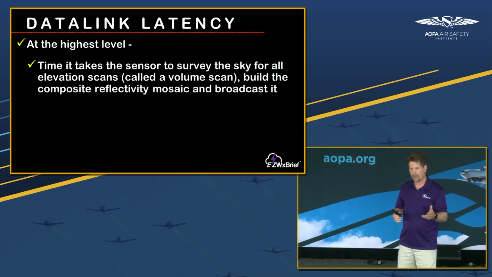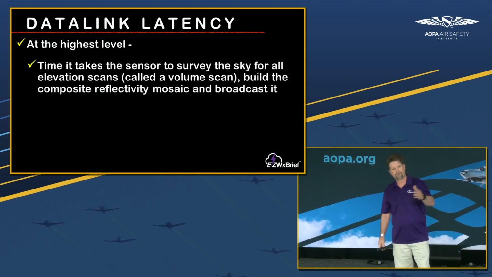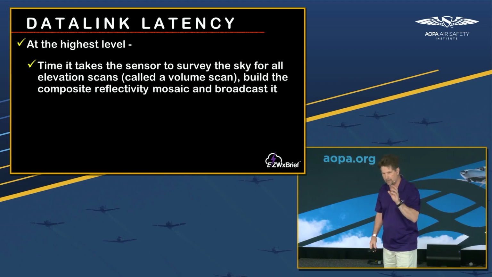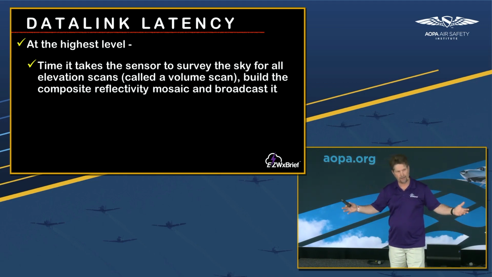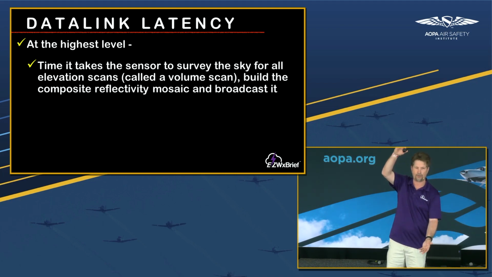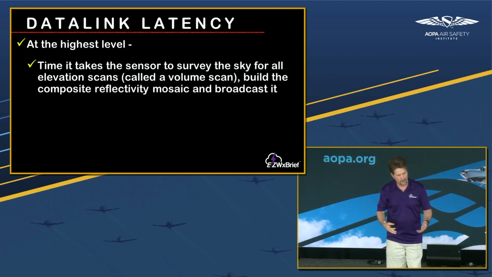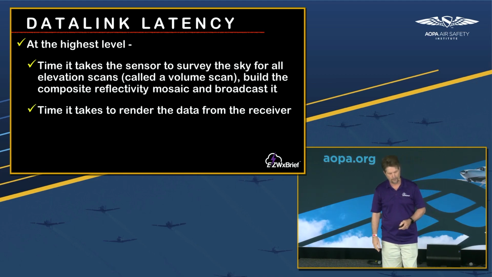The sensor itself, the NEXRAD radars, need to scan the atmosphere. And if you were sitting at the National Weather Service Weather Forecast Office, you would be able to see those scans in real time. And it takes a while to build that composite image, composite reflectivity, which means it looks at all the elevations of that radar. So it takes 5 minutes or so, and then that data is broadcast and received in the cockpit.